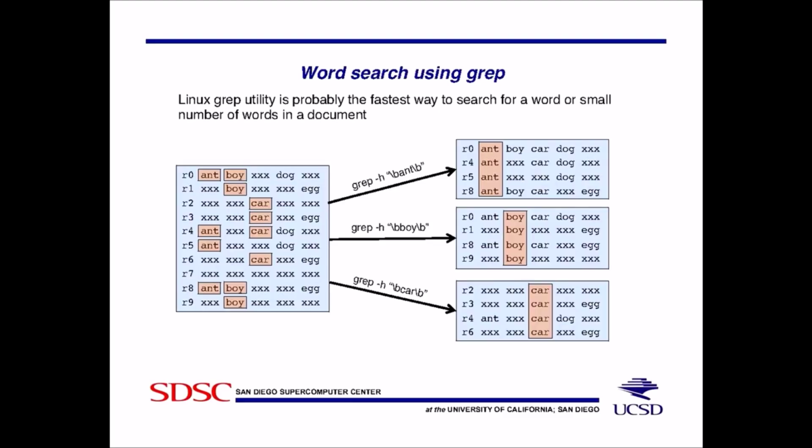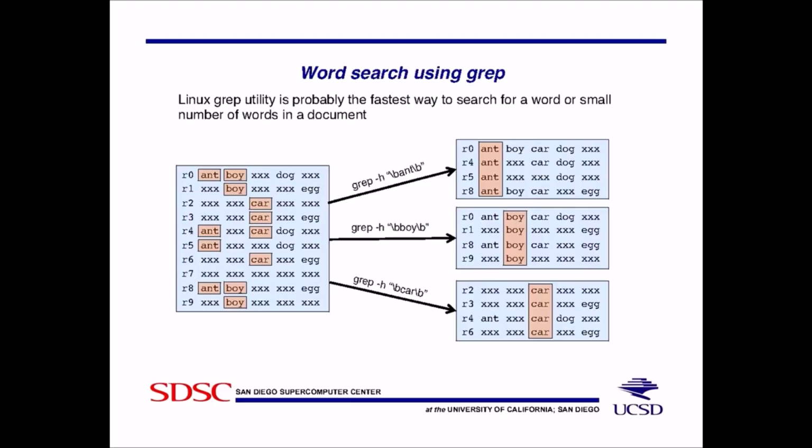It contains 10 lines. I have them labeled R0, R1 through R9. The R0 through R9 is not actually part of the document. That's just a record label. And each of these lines is very simple. It contains 5 3-letter words. For example, the first line contains ant, boy, XXX, dog, XXX. Next line, XXX, boy, XXX, XXX, egg, and so on and so on.